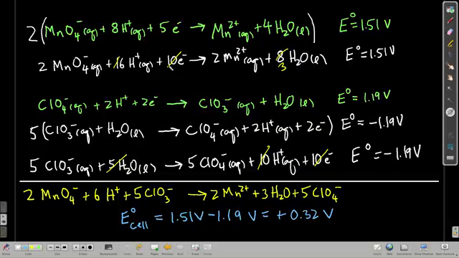When we add up, the 10 electrons cancel, of course. 10 of these hydrogens cancel 10 of these, leaving 6 hydrogens on the left. 5 of these waters cancel 5 of these, leaving 3 waters. When we add them up, we get this. And because we flipped this, we've changed the sign of the potential. We got a negative 1.19. And we add 1.51 plus negative 1.19, and we get 0.32 volts for the overall cell potential.